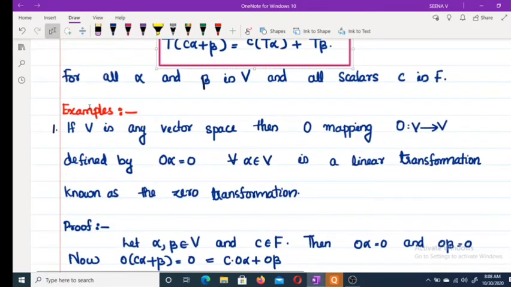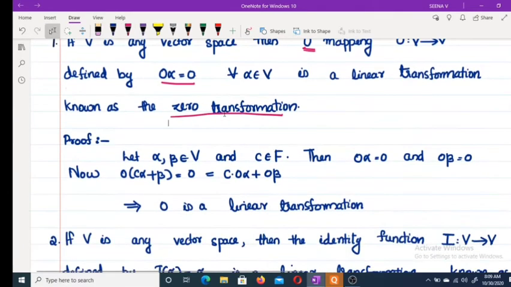First example: if V is any vector space, then the zero mapping from V to V, defined by 0 of alpha equal to 0 for every alpha belonging to V. This 0 is just a notation, and the 0 on the right side is the zero vector in V. This is a linear transformation and it is known as the zero transformation. Now for this we have to check whether the condition holds.